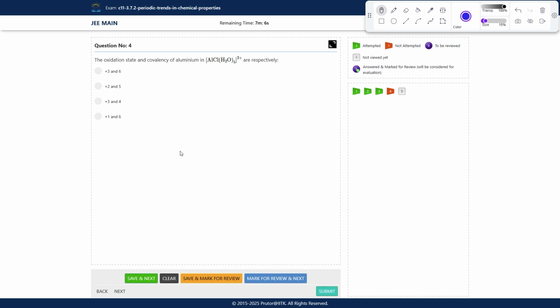The oxidation number and covalency of aluminium in [AlCl(H2O)5]2+ are respectively. So this is a good one. If you are not able to solve it, no problem. You will be able to solve it when you meet the chapter coordination compounds. Still, if you know the answer, you can just write it in the chat section.